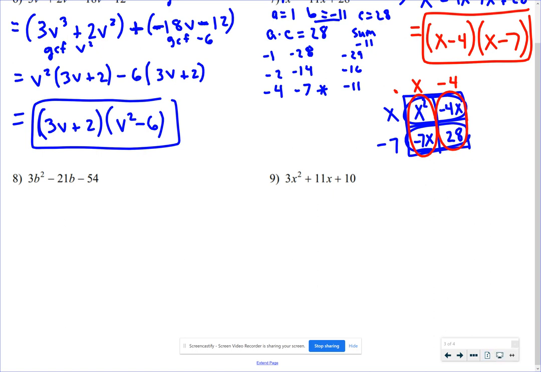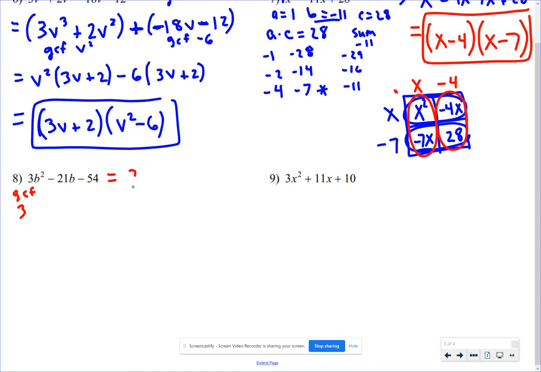Well, let's just spread for a minute. Okay, so problem number 8. First thing I'm going to look at is, do I have a GCF? And in this case, I do. 21 is 3 times 7. 54 is 3 times 18. 54 divided by 3 comes out to a whole number. So we've got a GCF of 3. We're going to pull that out first before we do anything.